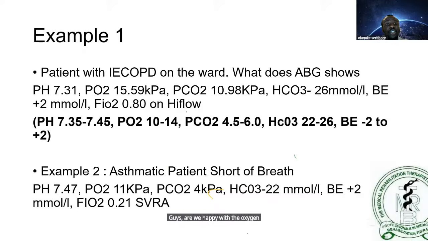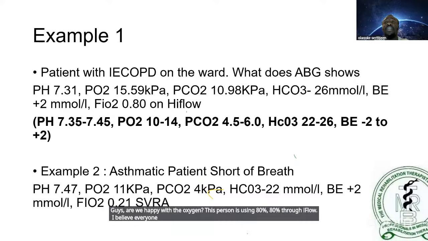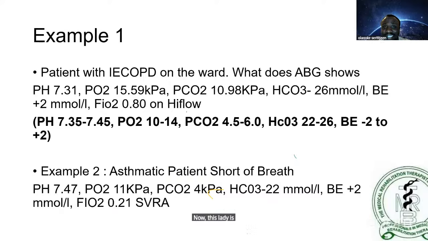This person is using 80% through high flow. I believe everyone knows what high flow is. We discussed last time. Now, this lady is currently using 80% to breathe 15.59 kilopascal. To breathe 15, like almost 16. Are we happy with that? 80%, when the normal is 10 to 14. Somebody is now needing to be using 80% to be breathing 15.57.